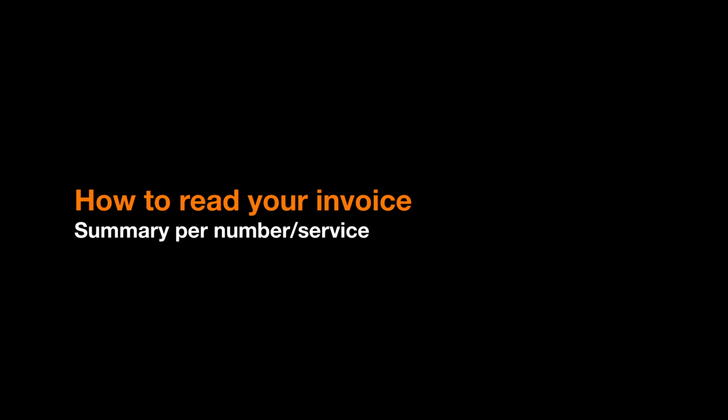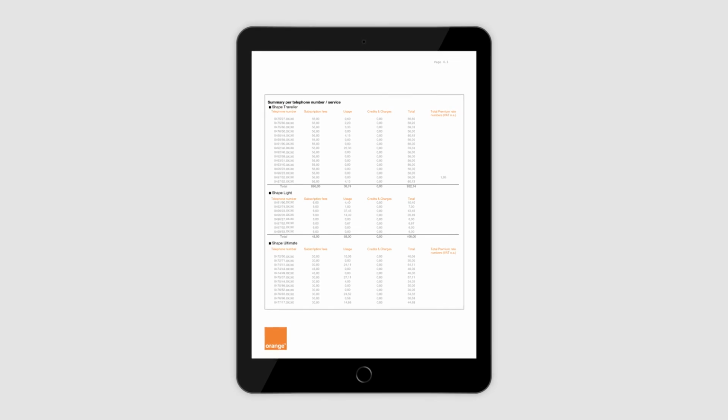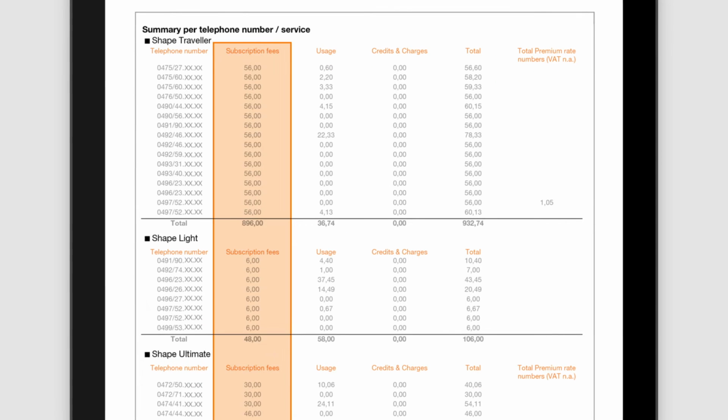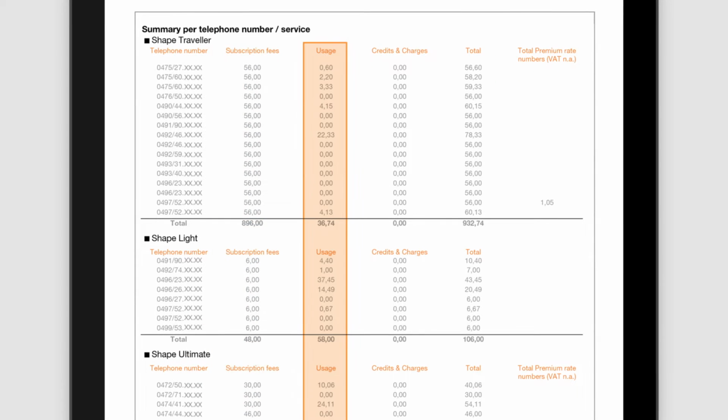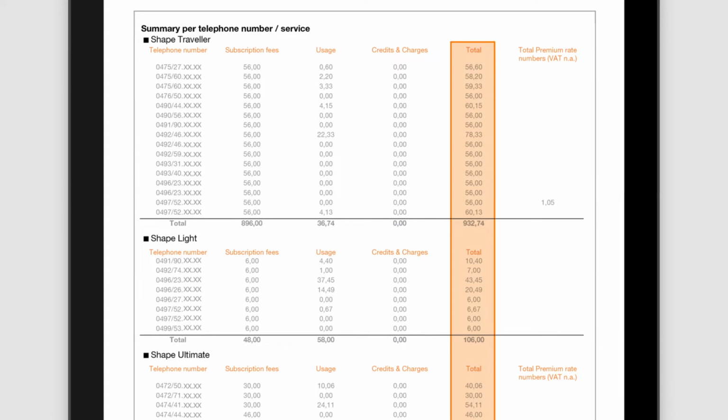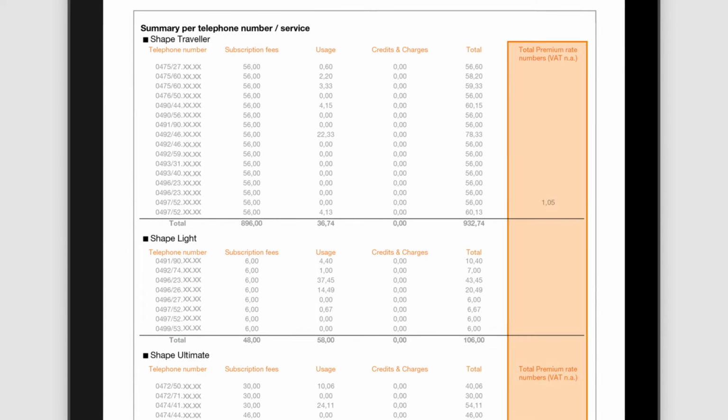Summary per number or service. The summary per number or service contains the following details: the subscription and option fees, the usage, the credits and charges, the total amount, and the charges for premium numbers if applicable.